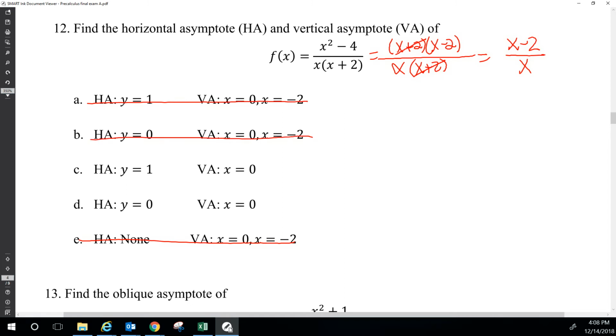And then to find our horizontal asymptote, the degree of the numerator is 2, and the degree of the denominator is 2 because x times x is x squared. Since they're both the same degree, the horizontal asymptote is the coefficient of the numerator divided by the coefficient of the denominator. In this case, it's 1 divided by 1, which is 1. So C would be our answer.